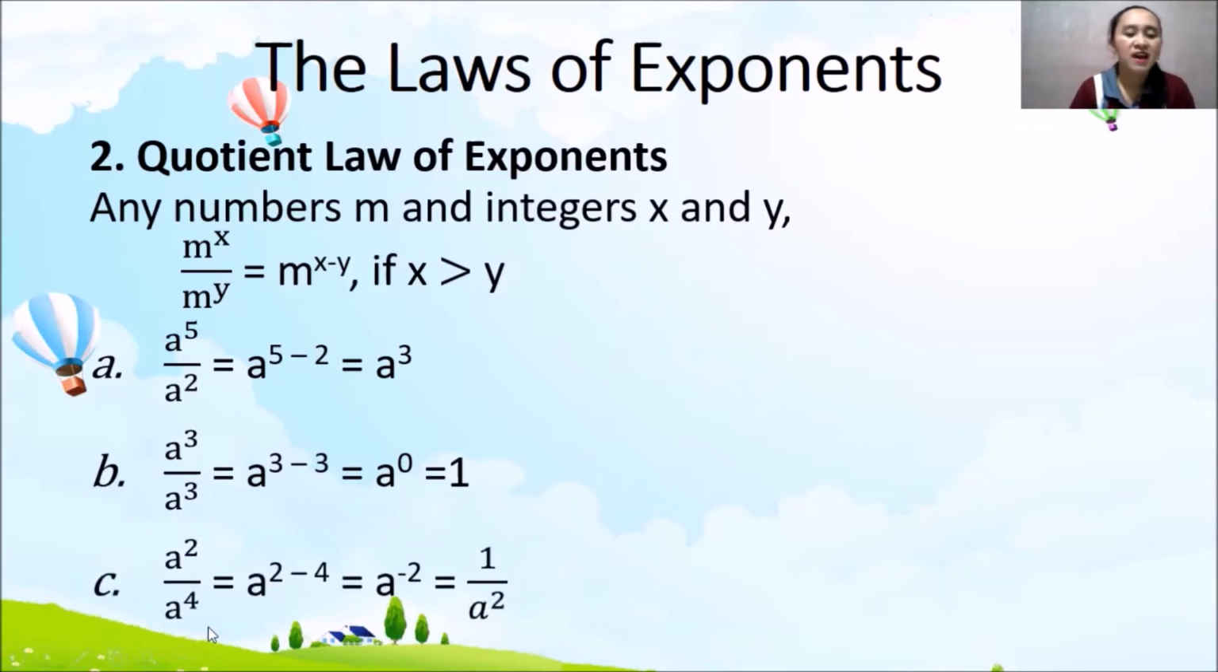Next, if the given is a squared divided by a raised to the exponent of 4, it is equal to a raised to the exponent of 2 minus 4, and it is equal to a to the exponent of negative 2. Make it positive, so get its reciprocal. The quotient is equal to 1 over a squared. So this is the quotient law of exponents.